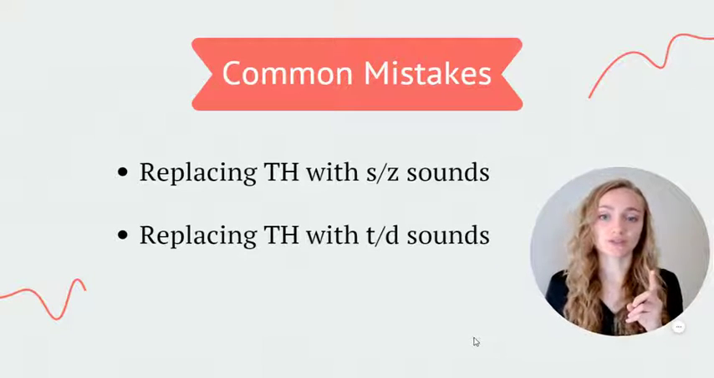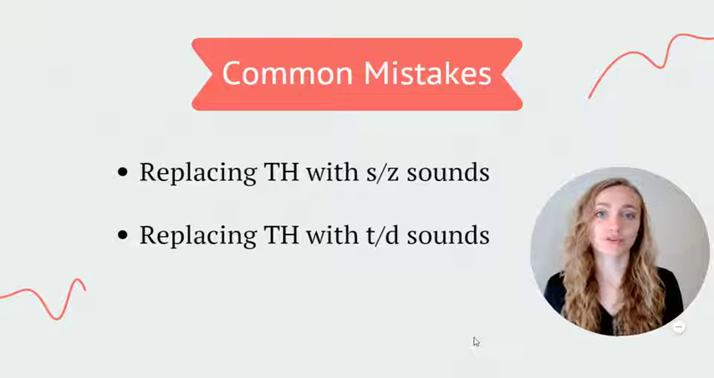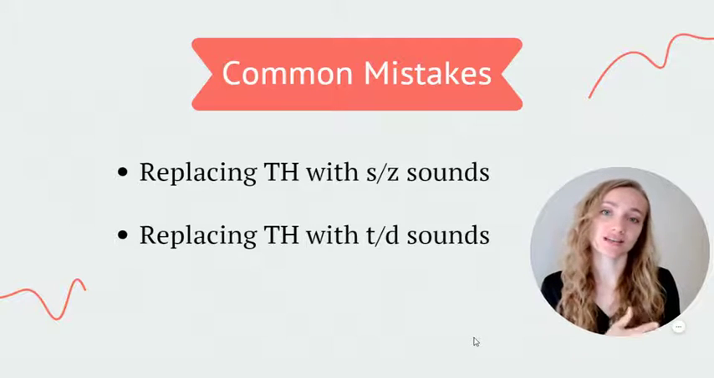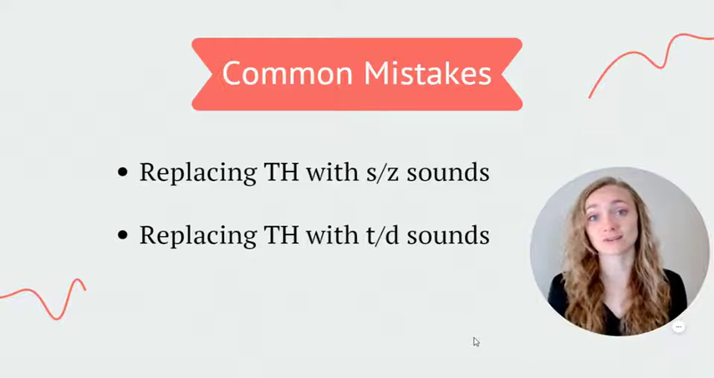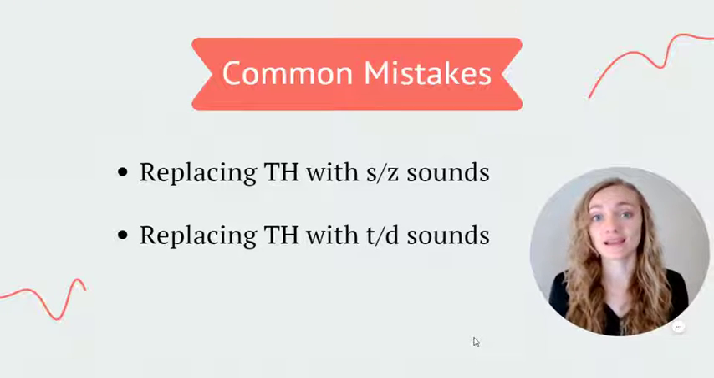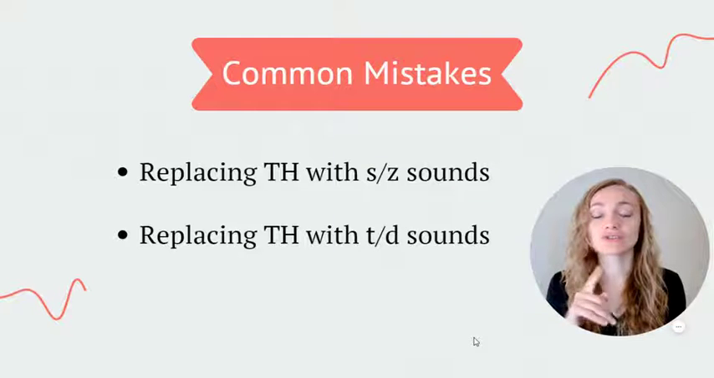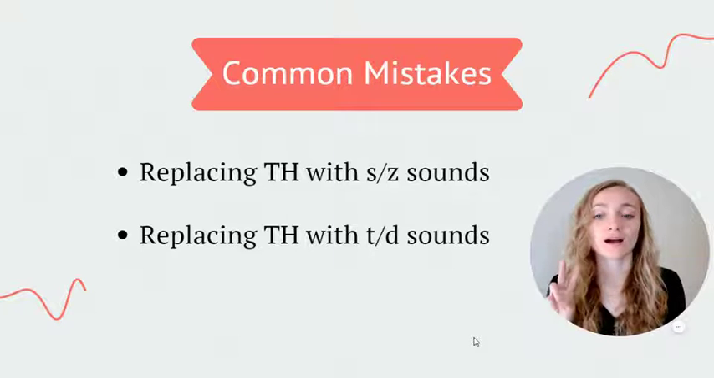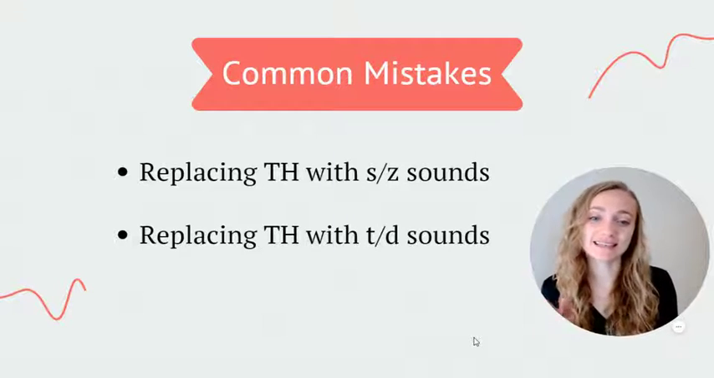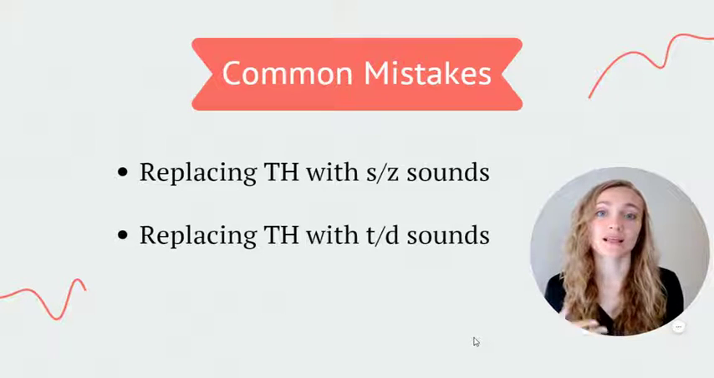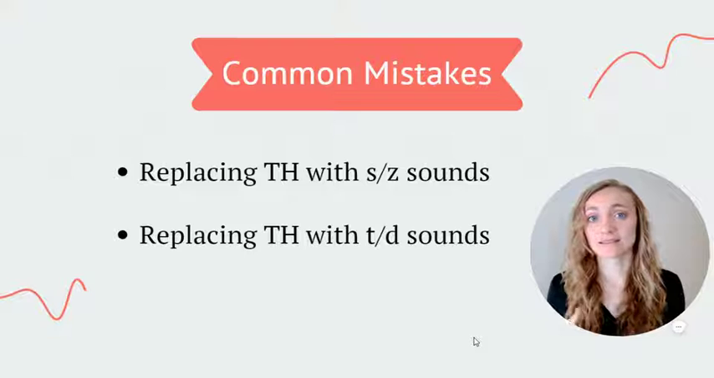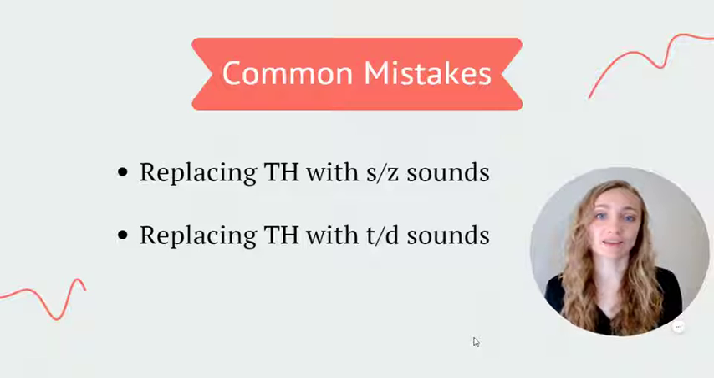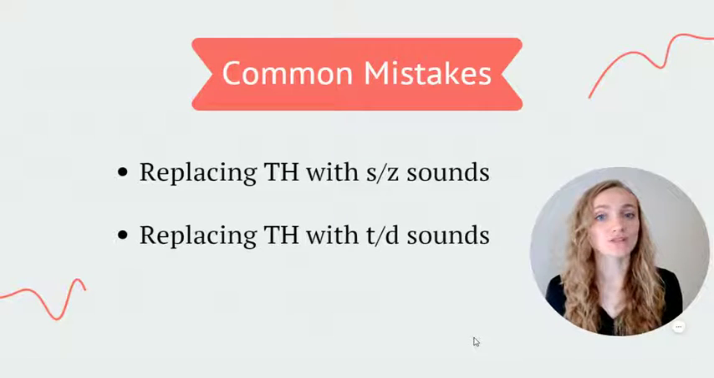So the first thing that you might do is, instead of pronouncing a word like thanks or thing with the TH, you might change that TH into another sound and say sanks or sing. Or a word like they, instead of pronouncing it they with the TH, you may pronounce it zay with a Z. So that's one common mistake. The second common mistake is replacing the TH with a T or a D sound. So instead of saying the word thanks, tanks with a T, or instead of saying they, saying day with a D. So these are the common mistakes that we're going to be watching and looking out for.